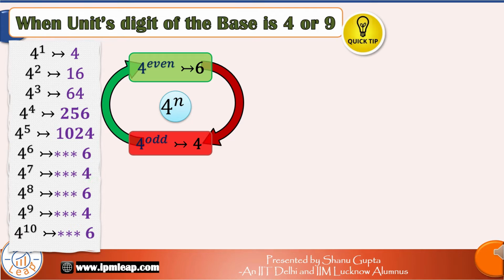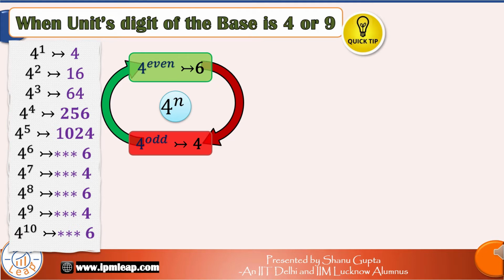So we say that the powers of 4 have a cyclicity of 2. 4 raised to power 1 or 4 raised to power any odd number ends in 4. Whereas 4 raised to power 2 or 4 raised to power any even number ends in a 6.